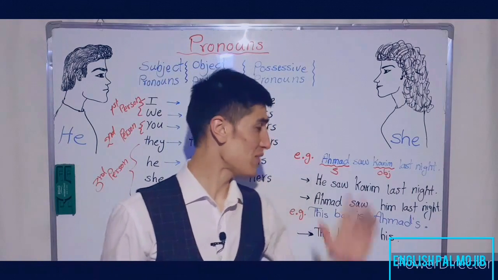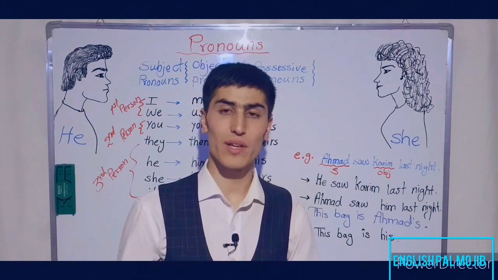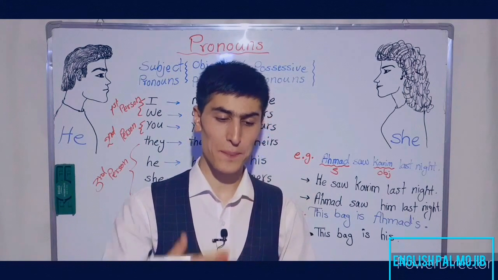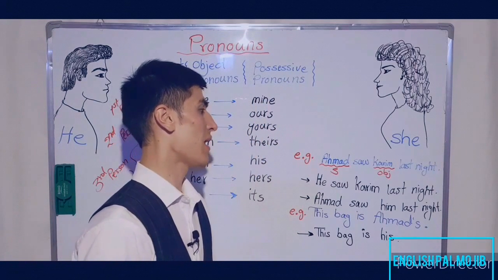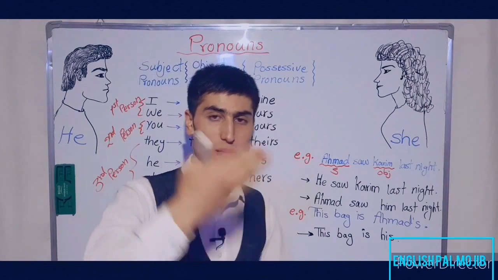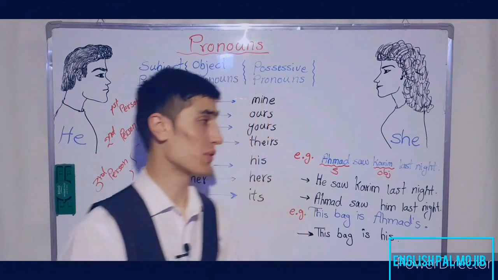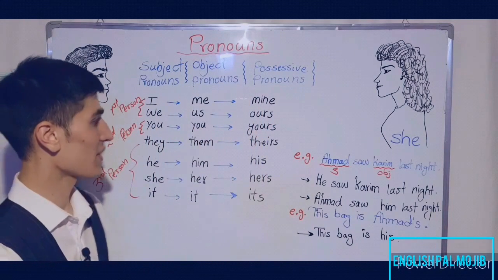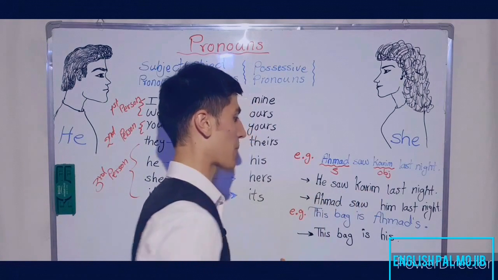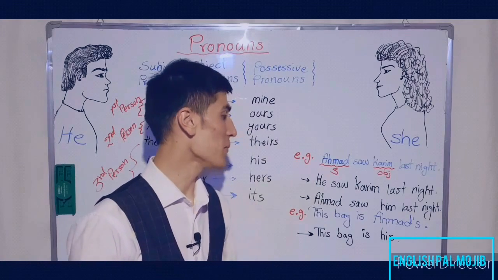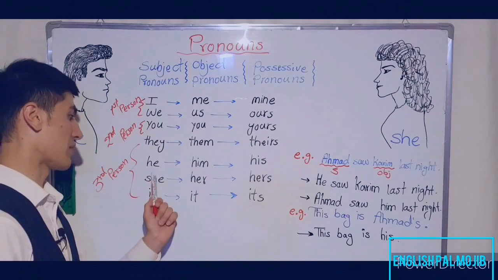So now we have two nouns, Ahmad and Karim, and we want to change these nouns with their pronouns. I mean, I want to use a pronoun instead of these nouns. Let's do it with Ahmad first. Ahmad saw Karim last night. If I remove Ahmad and use a pronoun instead of his name, which one of these pronouns should I use, you think? Sure, it's written on the board. He saw Karim. Instead of Ahmad, we use he. Why? Because he is the subject and he is in the subject pronoun list.